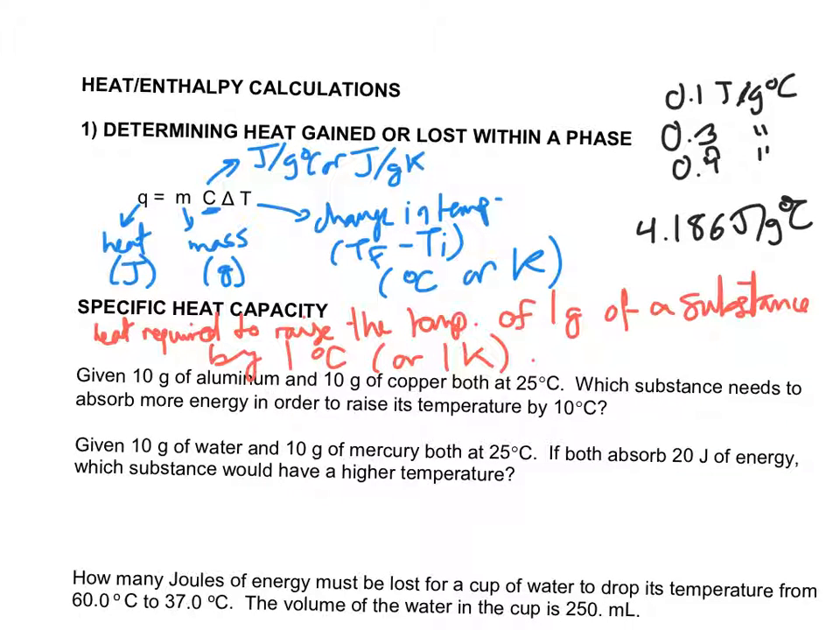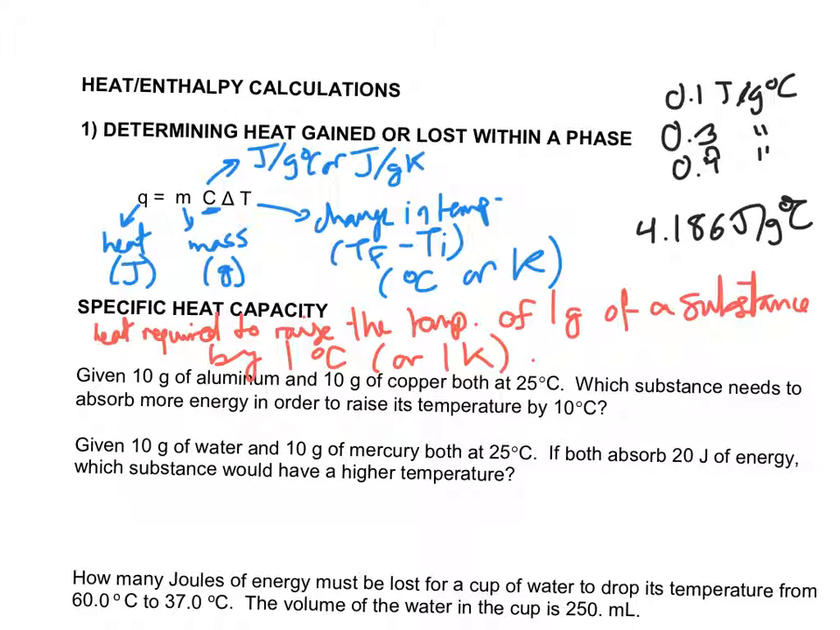It takes so much energy to raise the temperature of the water in the oceans, and we have lots of water bodies on Earth, so the climate on Earth is moderated because of how much water we have. Okay, let's look at this problem here. It says, let's say I have 10 grams of aluminum and 10 grams of copper, both at the same initial temperature, so same mass and same temperature. Which substance needs to absorb more energy in order to raise its temperature by 10 Celsius?